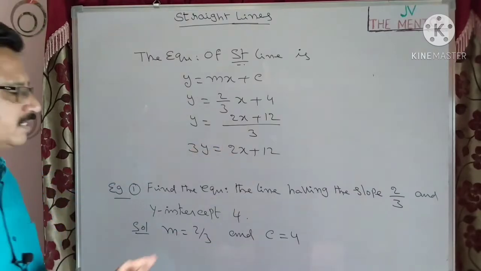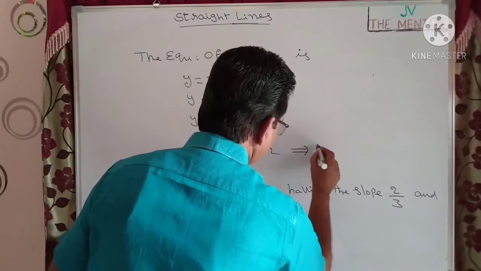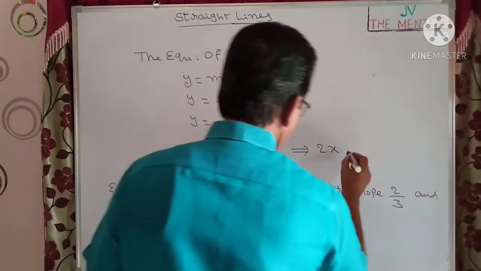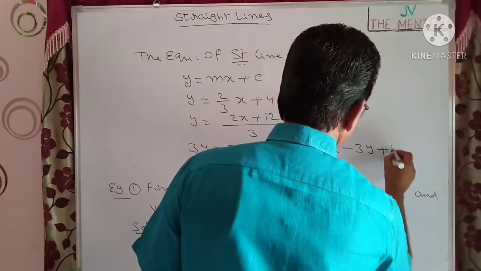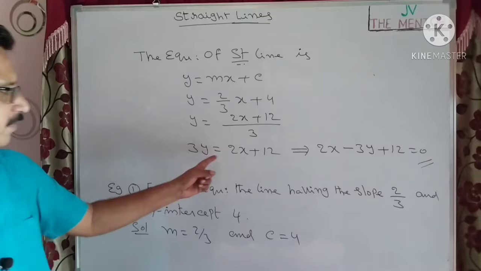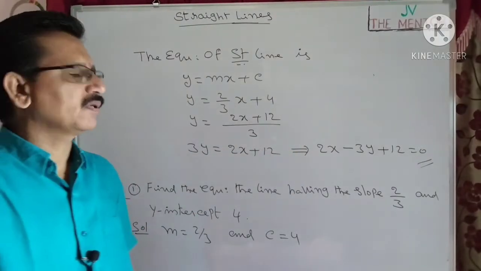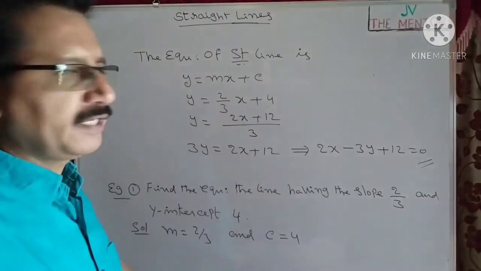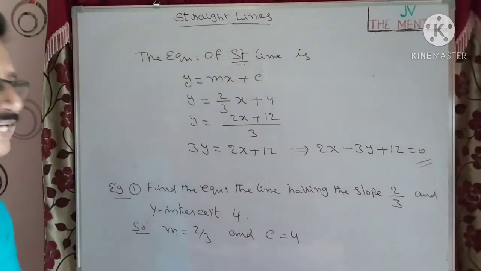Take 3y to the RHS side. This implies 2x minus 3y plus 12 equal to 0. 3y taken to the RHS side becomes negative. 2x minus 3y plus 12 equal to 0. So this is the equation of the straight line having the slope 2 by 3 and y-intercept is 4. Write down.